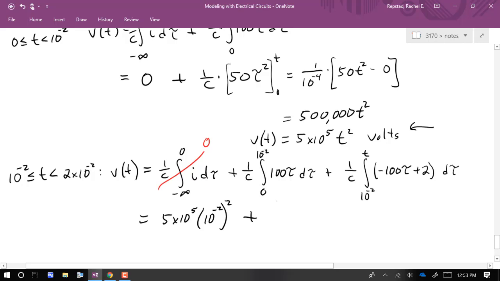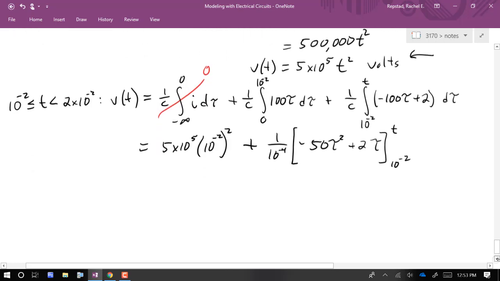And then for this next part, we're going to integrate, so we have 1 over 10 to the negative 4th times, integrating this, we get negative 50 tau squared plus 2 tau from 10 to the negative 2 up to t. If we evaluate this part here, that gives us 50. And now we'll plug in our limits here.